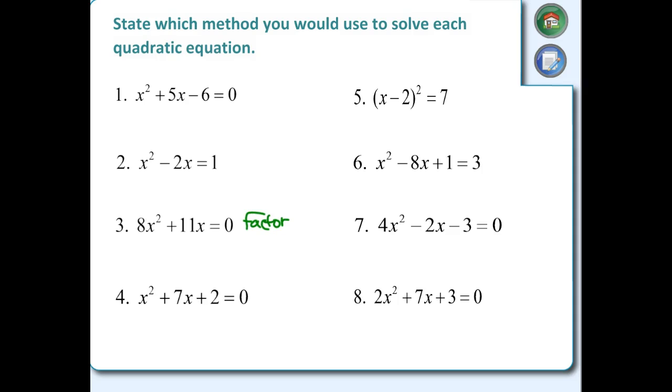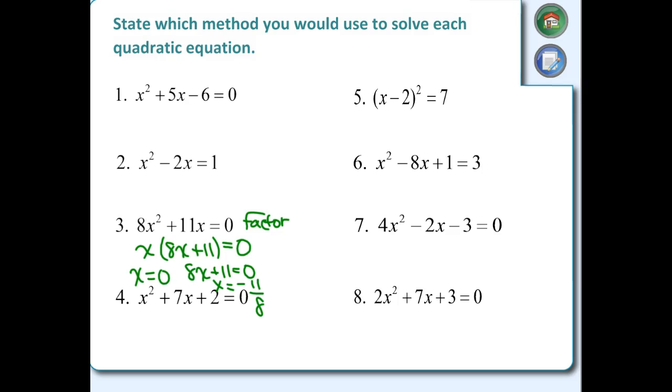Factoring is going to work really well because I can factor out my GCF, which is x, and then we've got 8x plus 11 equals 0. We're going to go back to that zero product property. So each part equals 0, so x equals 0. And here we've got 8x plus 11 equals 0, so we get x equals negative 11 over 8. Okay, works out pretty nicely.